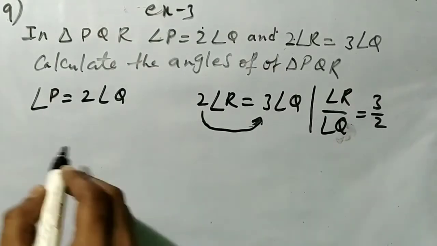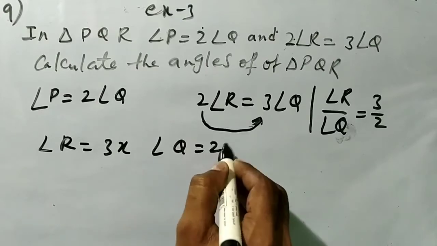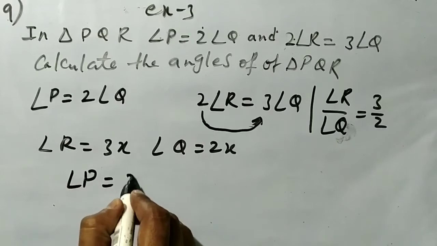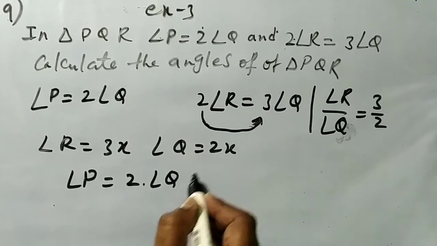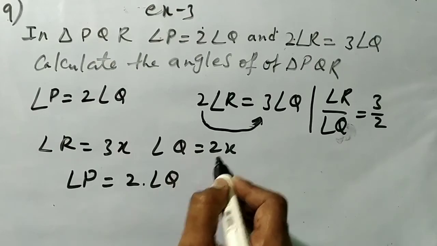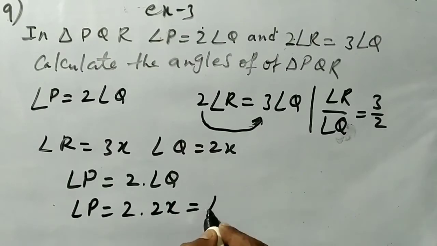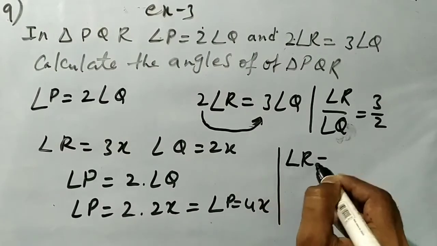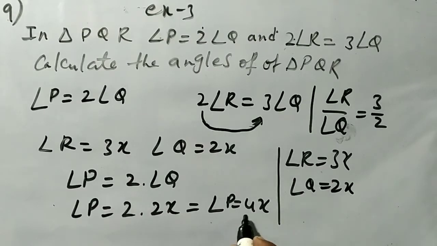Let's assume that angle R is equal to 3x, angle Q is equal to 2x. We know already that angle P is equal to 2 into angle Q. So let's substitute that angle Q is equal to 2x. Substitute here: angle P equals 2 into 2x. So angle P is equal to 4x. We got angle P is equal to 4x, angle R is equal to 3x, angle Q is equal to 2x.